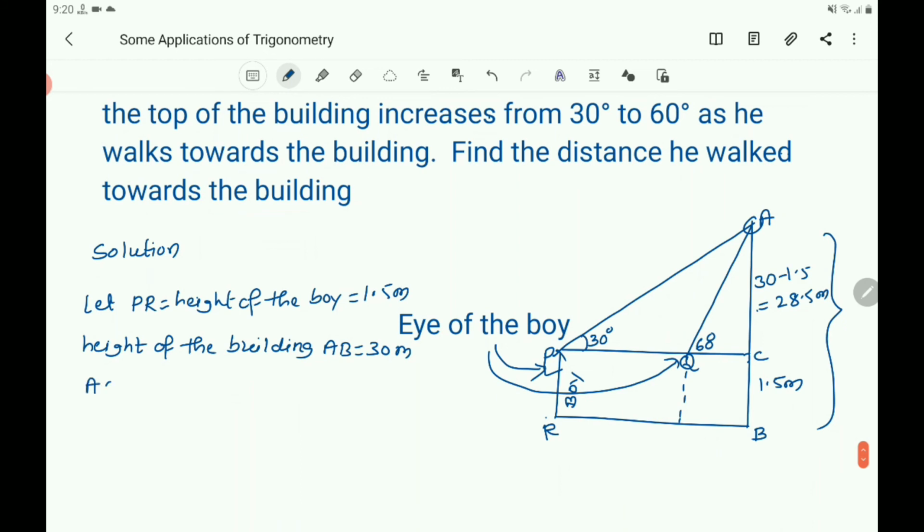Then AC equals AB minus BC, that is equal to PR here, that is AB minus PR. BC and PR are equal here. So you take AB minus PR, that equals 30 minus 1.5 equals 28.5 m.